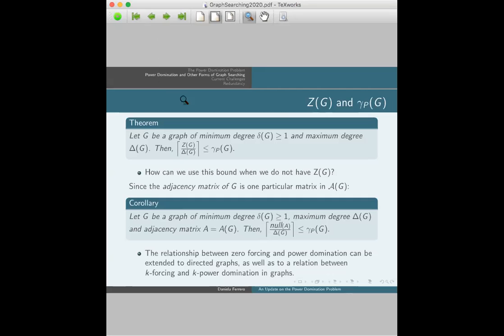And since then, power domination and zero forcing have been studied together. And that relation that we show between power domination and zero forcing also extends to directed graphs, and it also extends to a relation between generalizations of k-forcing and generalizations such as k-power domination. I'm going to skip introducing these definitions because we are over time, and I want to focus on the update part of this problem, but it's a very interesting property.